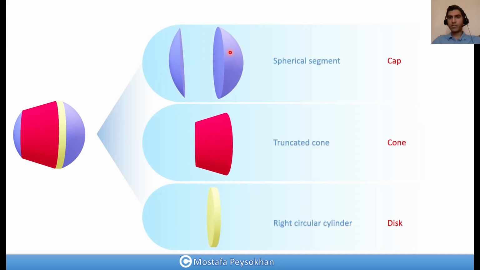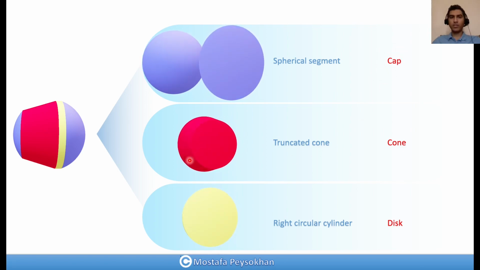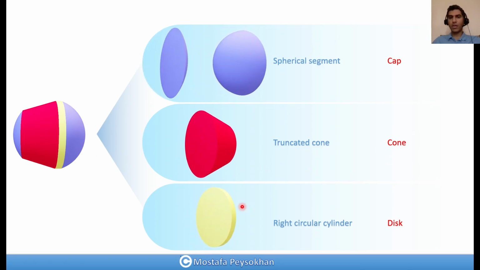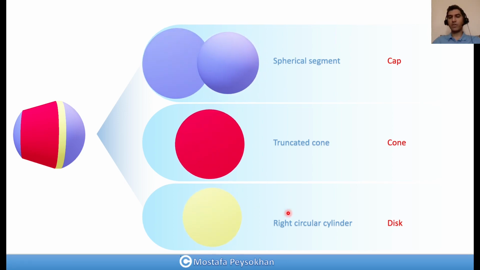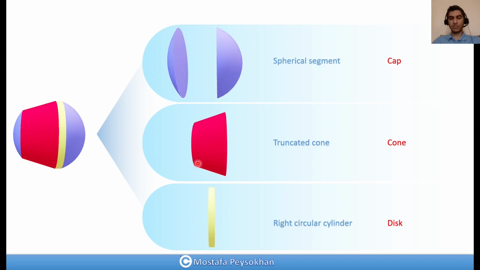For example, you can see this is some sort of complicated lens that has two spherical surfaces, a truncated cone in the middle, and a cylindrical disc. This lens can be decomposed into two spherical segments that, for simplicity, we just call caps, and one truncated cone, which is this red part, we call it cone, and one right circular cylinder that we call a disc. So this lens can be decomposed into the main elements.